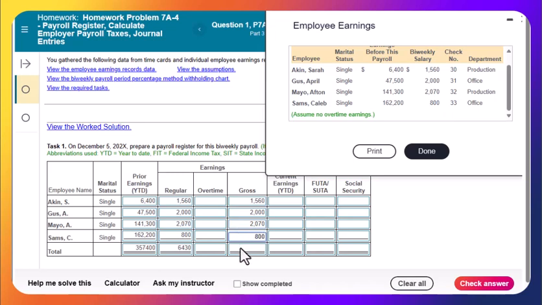And same total, 6,430. And then we have current earnings year to date, which will be the prior year earnings year to date plus our gross here. So we'll go ahead and add those through, for a total of $363,830.